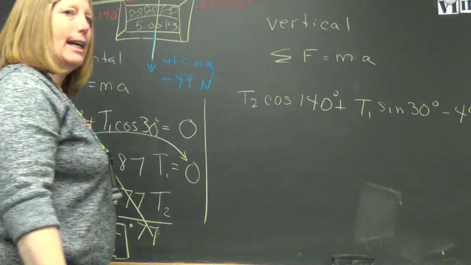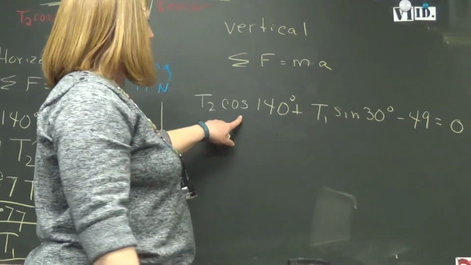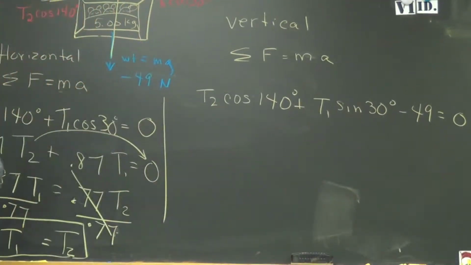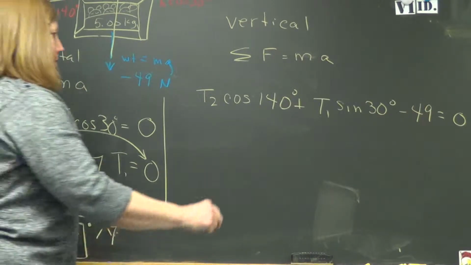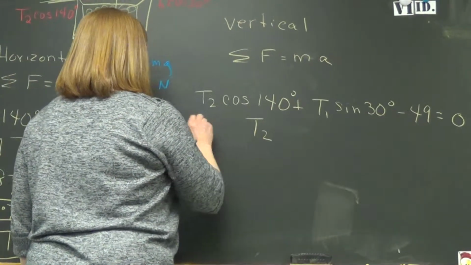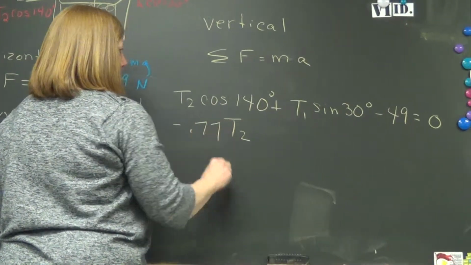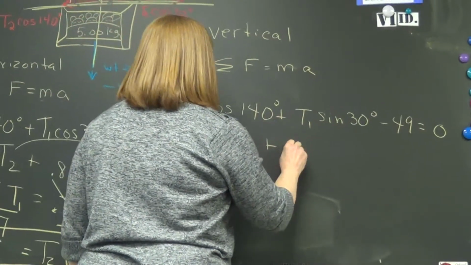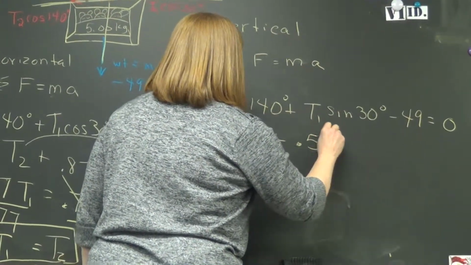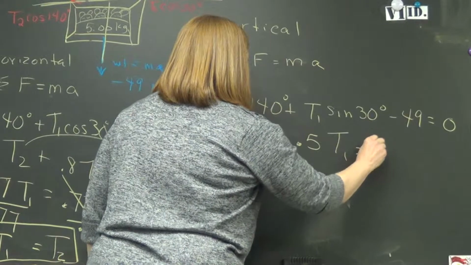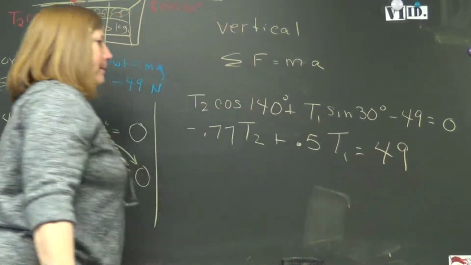Alright, tippy tap for me. Morgan, you were going pretty fast, so I'll pick on you. Cosine of 140. Negative 0.77. And sine of 30, I know it's 0.5. I'm going to move the 49 over at this point.